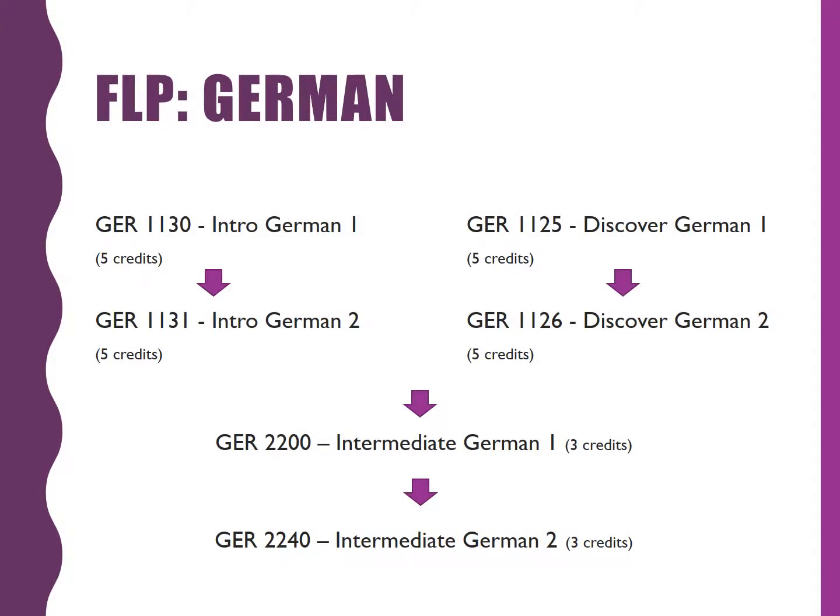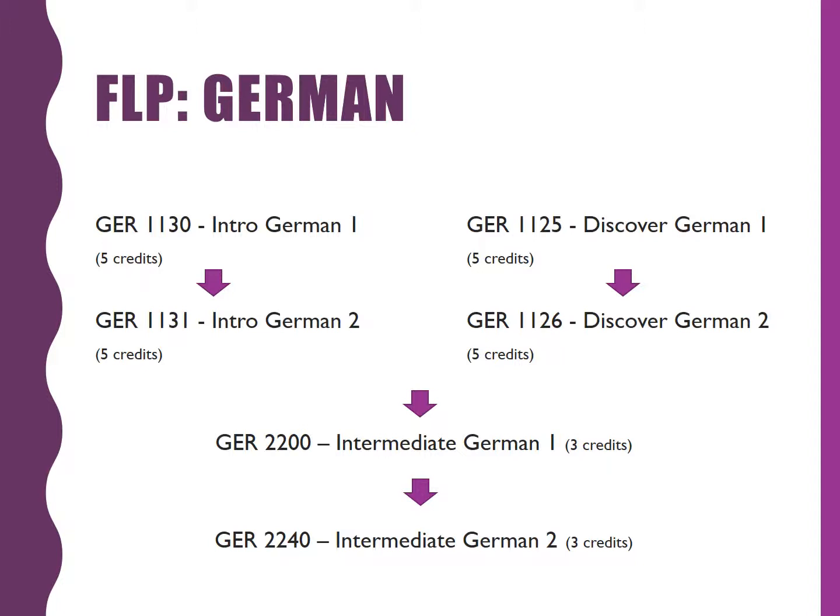And last but not least, for our specific sequencing that I want to talk about is German. Now you'll notice that German is set up a little bit differently, and that's because their language classes are a little different. You've got our standard GER 1130, 1131 on the left, or just our introductory German sequence, very common. And then on the right, you've got GER 1125 and GER 1126. This sequence is called the Discover German sequence, and I'm going to talk about it on the next slide a little bit more about the differences between the two sequence options.